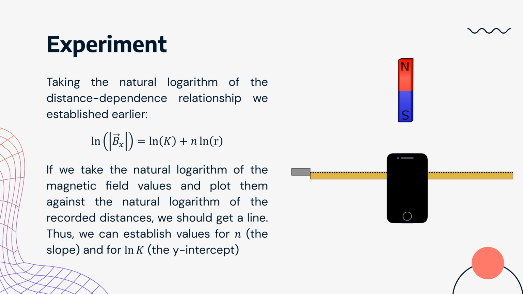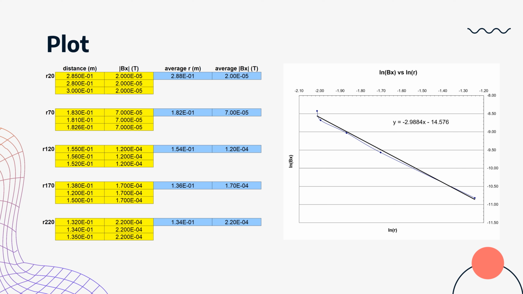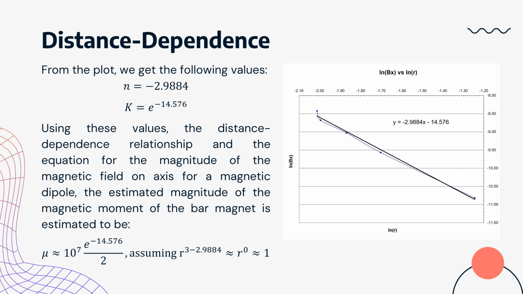By taking the natural logarithm of the distance dependence relationship we established earlier, if we plot the natural logarithm of the magnetic field values against the natural logarithm of the recorded distances, we should get a line. Thus, we can establish the values for n, the slope, and for the natural logarithm of k. By doing so, we obtain the following plot. From the plot, we get the following values for n and k. Using these values, the distance dependence relationship, and the equation for the magnitude of the magnetic field on axis for a magnetic dipole, the established magnitude of the magnetic moment of the bar magnet is shown.